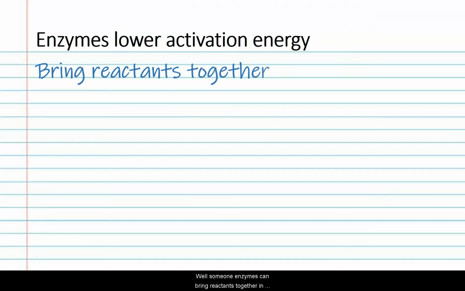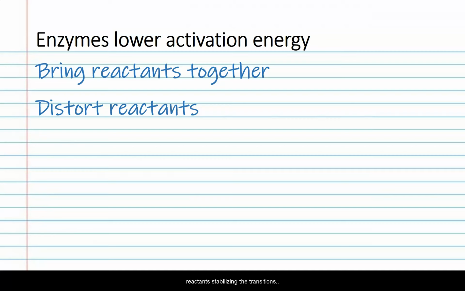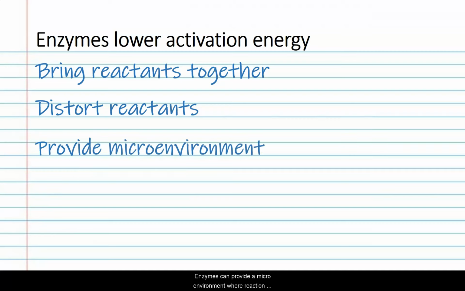Well, for one, enzymes can bring reactants together in physical space. In three-dimensional space, the enzymes can position molecules so that they're more likely to interact with one another. Enzymes can bind to reactants and distort the reactants, stabilizing the transition state. Enzymes can provide a microenvironment where a reaction can occur that is separate from the cytoplasm of the cell.